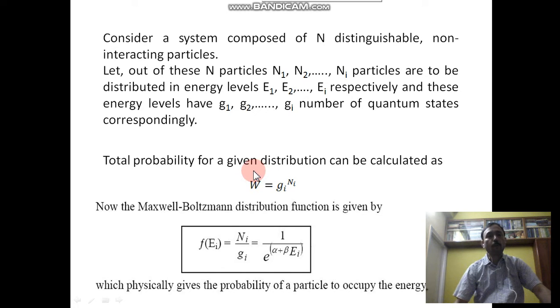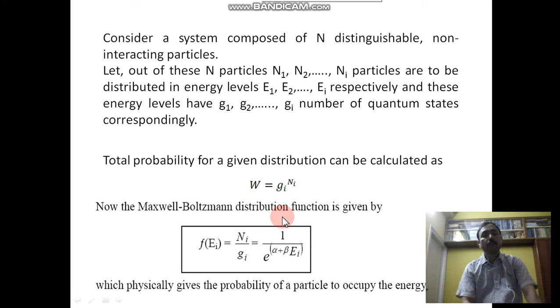So total probability for a given distribution can be calculated as W = Gi^Ni. Now this W represents the thermodynamic probability, that means the number of microstates in a given macrostate. Gi represents the number of quantum states and Ni represents the number of particles.